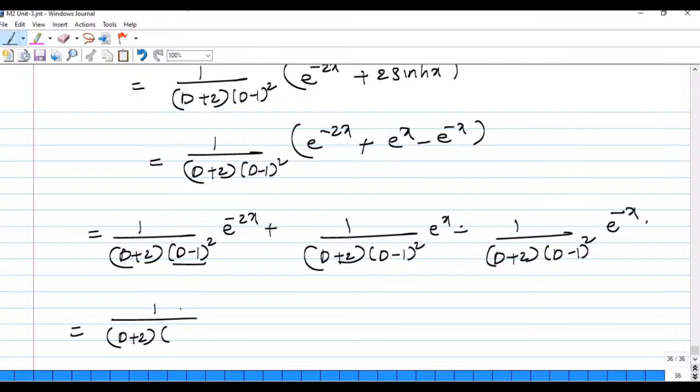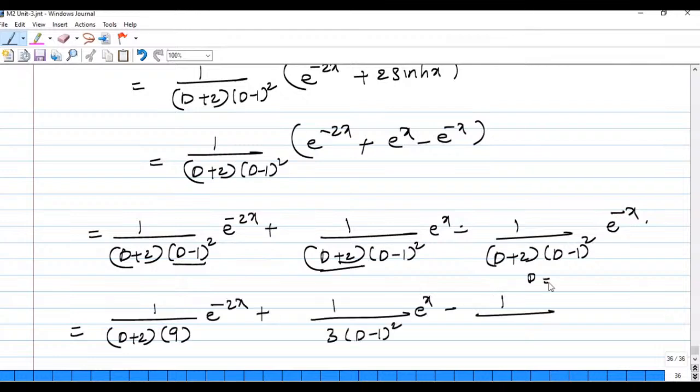Minus 2 minus 1 is minus 3, whole square is 9, into e power minus 2x. Now put d equal to 1 here. If you put d equal to 1, the denominator is 0, but there is no problem with this d plus 2. So it is 3 into (d minus 1) whole square into e power x. If you put d equal to minus 1, there is no problem. The denominator is not equal to 0. Here d plus 2 becomes 1, and this is 4. So 4 e power minus x.